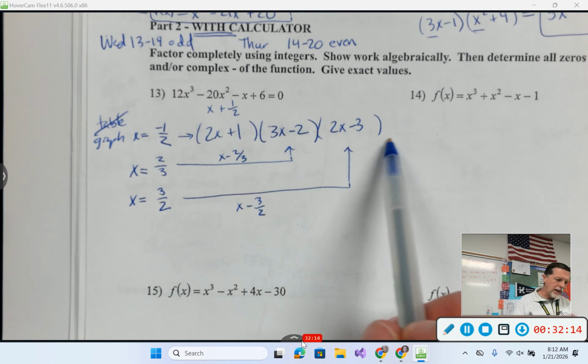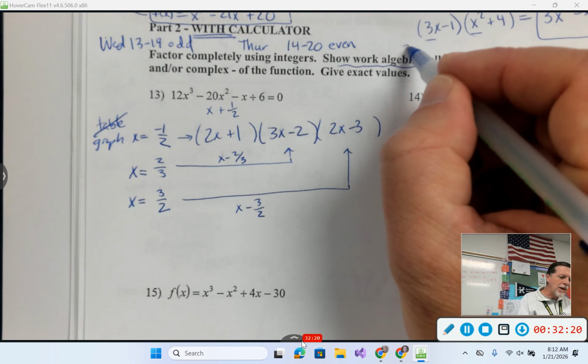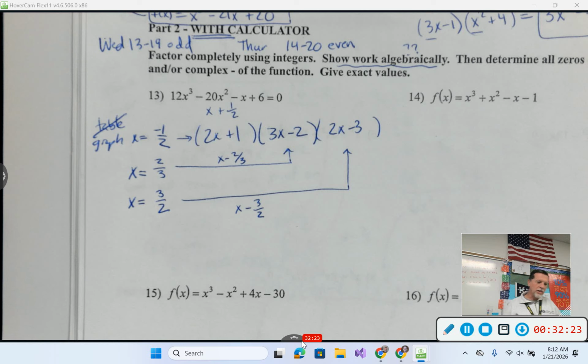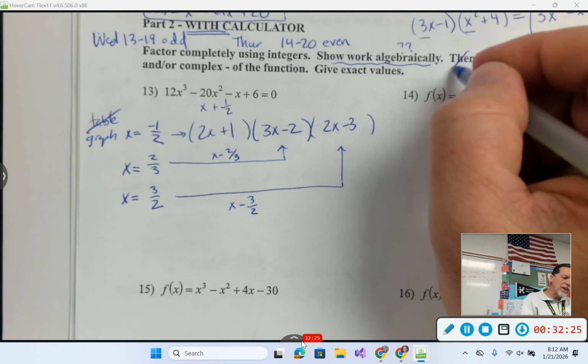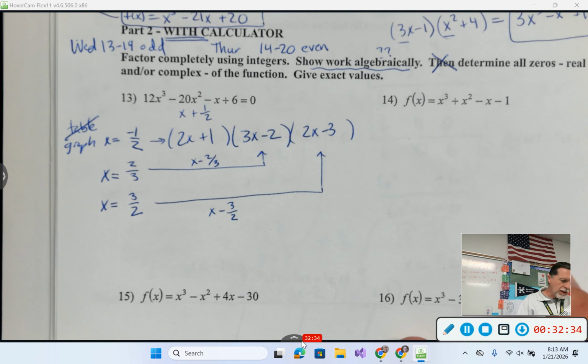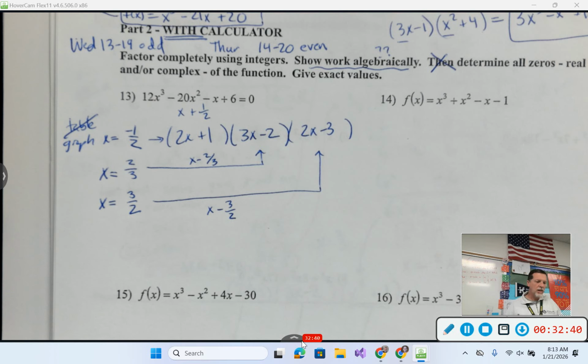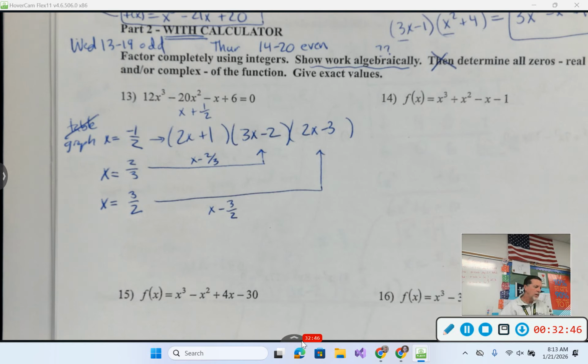Factor completely. We did that. Show work algebraically. Well, we have a calculator, so maybe, maybe not. Determine all the zeros. We did that. I'm going to mark out the word "then," because we went in the opposite order. We found the zeros from the calculator and then used those to factor. Give exact values. That means don't round to 0.67, write it as a fraction. So 13 was pretty easy because we were able to find all the zeros. The harder ones are when you can't find all the zeros. Okay. Do you guys have calculators at home or not?